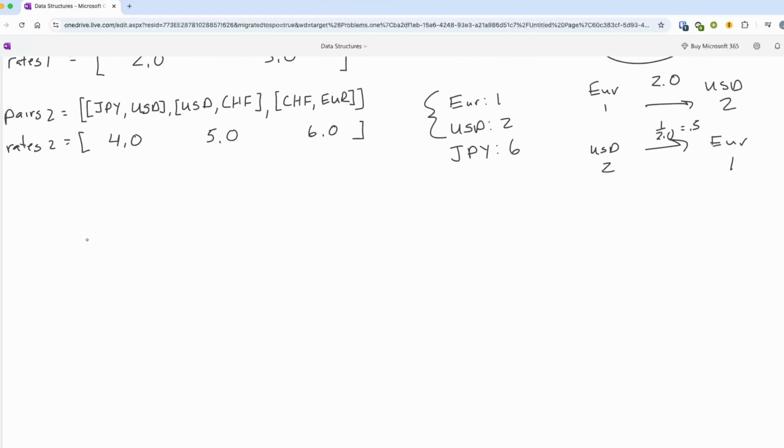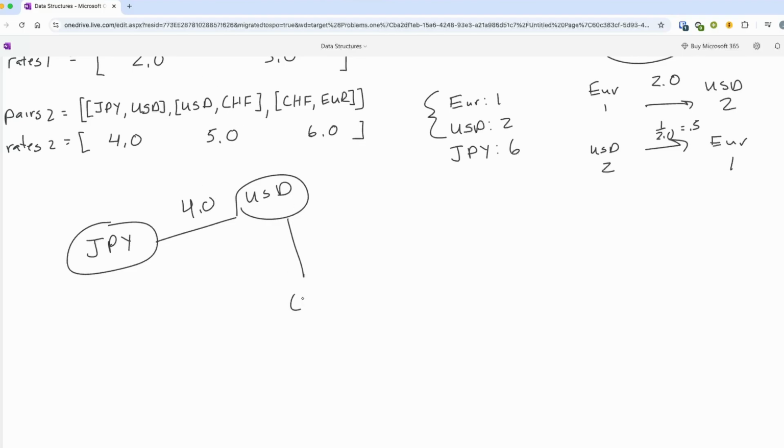So we can go from JPY here to USD at a rate of 4. We can go from USD to CHF at a rate of 5, and CHF to Euro at a rate of 6. So now I see what my day 2 graph looks like.